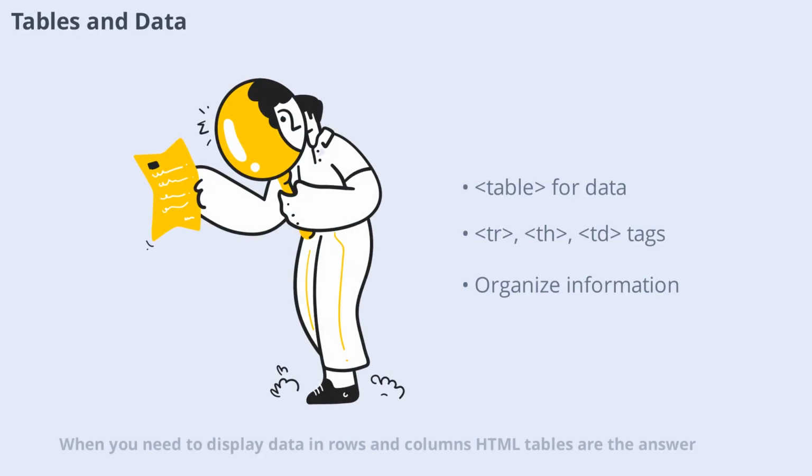When you need to display data in rows and columns, HTML tables are the answer. Using the table, tr, th, and td tags, you can organize information neatly. Tables are perfect for schedules, price lists, or any structured data. However, use them wisely. Don't rely on tables for page layout, as there are better tools for that.